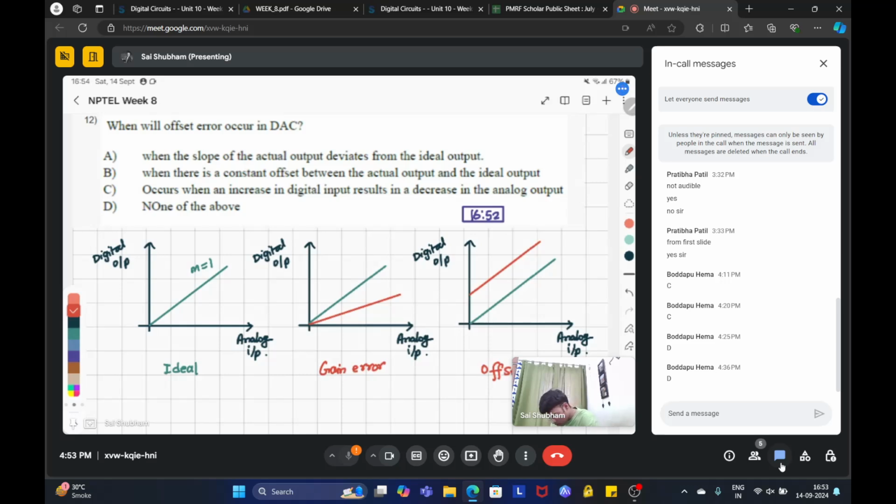Okay. So in both the cases, we have here m equal to 1, which is the slope. In this case, this is m equal to 1 and this is m less than 1. So this is the gain error. Fine. So according to this, offset error occurs in DAC when there is a constant offset. So you have the constant offset over here, and that causes the problem. So the answer is B.